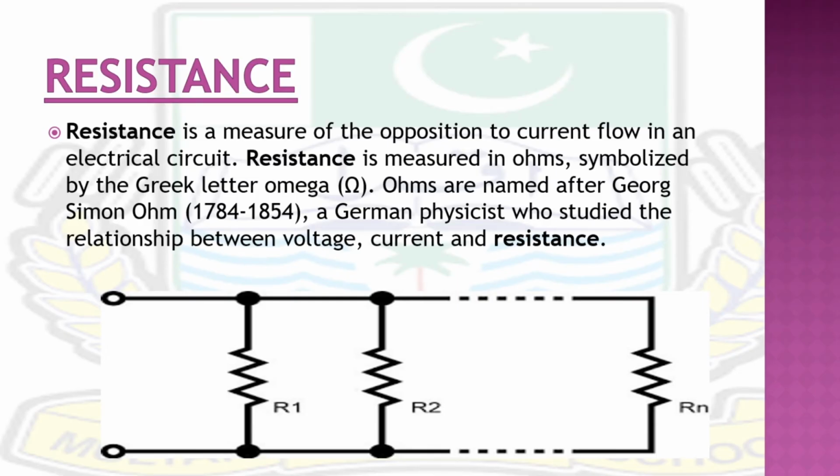Now, what is resistance? Resistance is a measure of opposition to current flow in an electrical circuit. Resistance is measured in ohms, symbolized by the Greek letter omega. The ohm is named after Georg Simon Ohm, 1789 to 1854, a German physicist who studied the relationship between voltage, current, and resistance. As you know, we have studied this earlier.